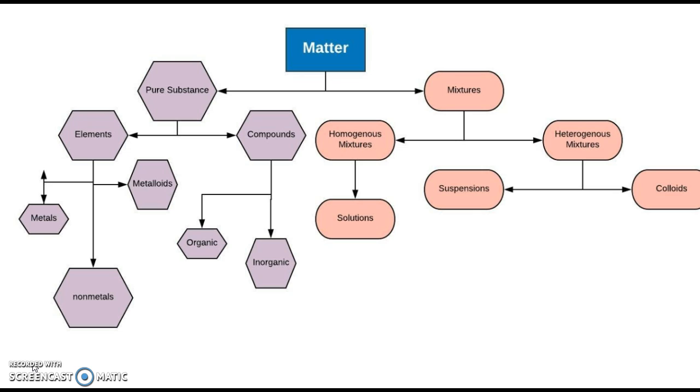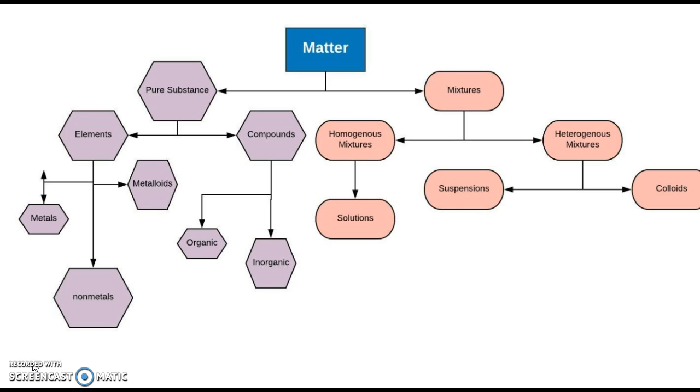So you'll see in this chart, matter is broken down into two main substances, pure substances and mixtures. The pure substances are in purple and the mixtures are all in pink. We're going to go through each piece and what they mean.